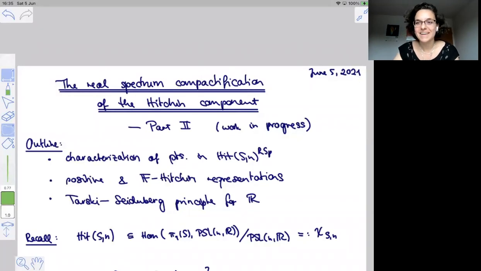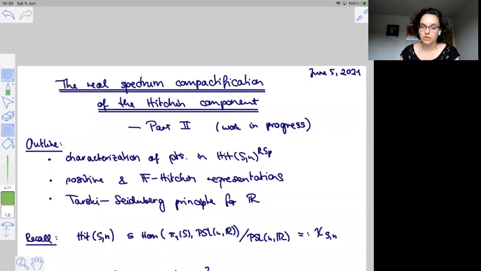Hi, everybody, and welcome back to the second part of my talk on the real spectrum compactification of the Hitchin component. So what we're going to do in this part of the talk, we're going to give a characterization of points in this compactification.